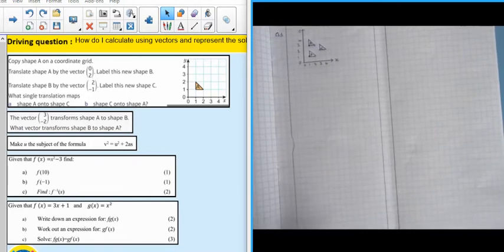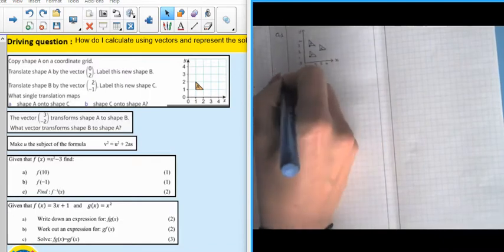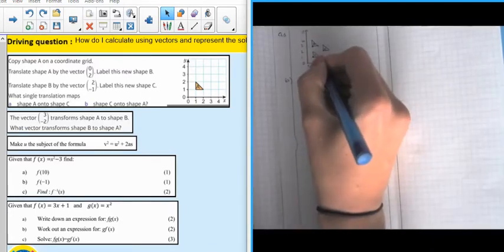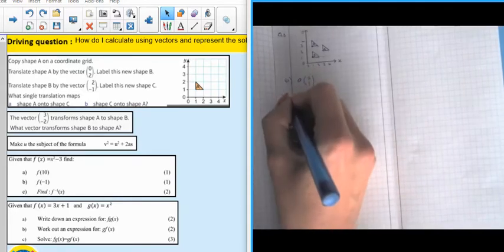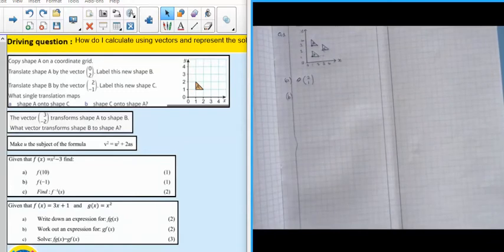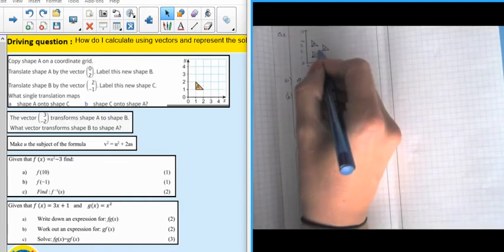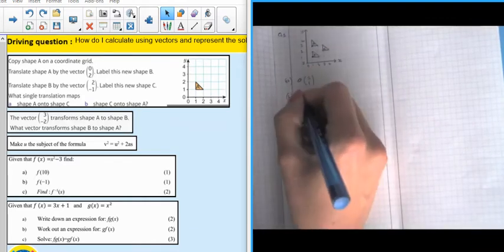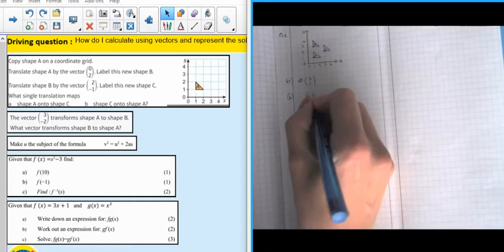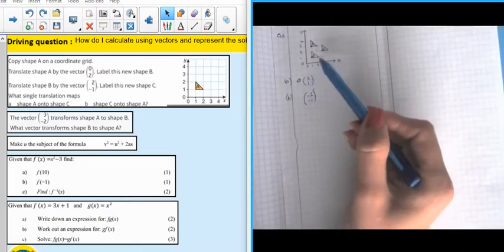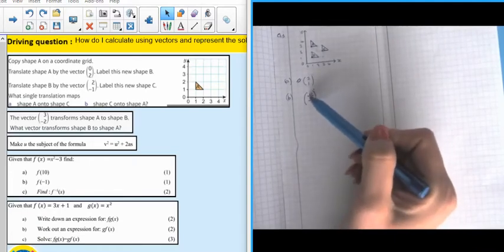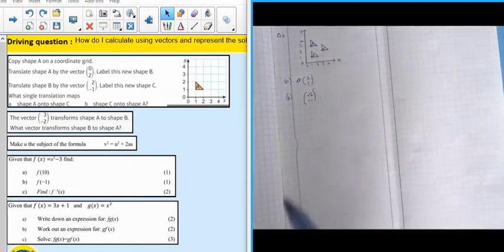What single translation maps shape A onto C? 1, 2 across and 1 up, so we represent that as a vector 2 and 1. Part B, what single translation maps the shape C onto shape A? So that's going 2 to the left and 1 down. So negative 2, negative 1. What you'll notice is to go from A to C, it's 2, 1, and to go from C back to A, we switch the signs here, so it's negative 2 and negative 1.